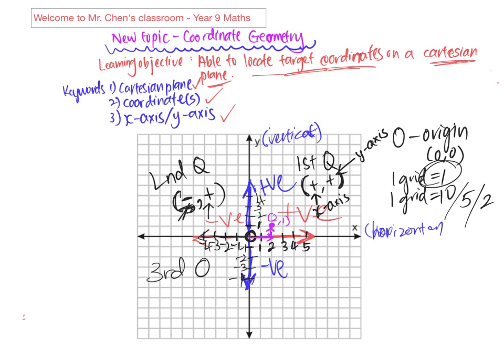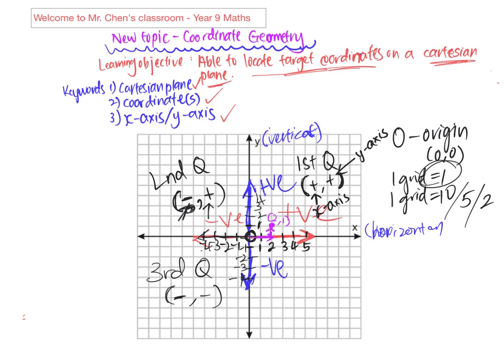And the third quadrant, we have negative and negative. Okay, because all the numbers in this third quadrant are always going to be negative, because of the way the x and y operate here.